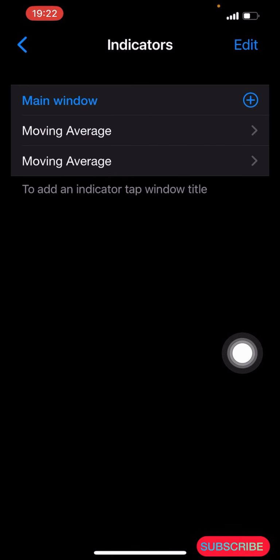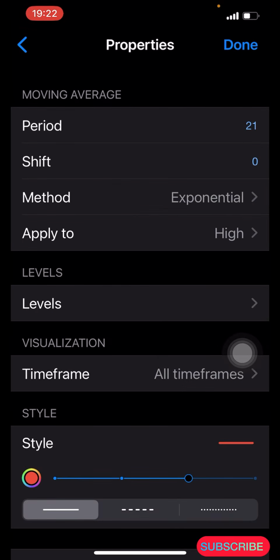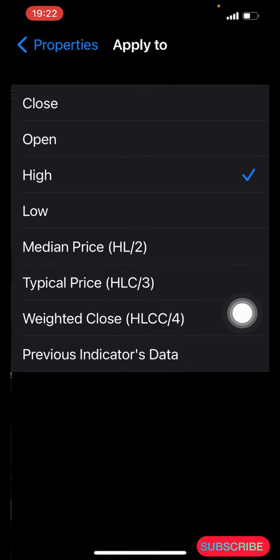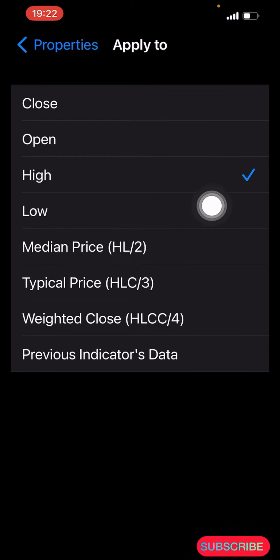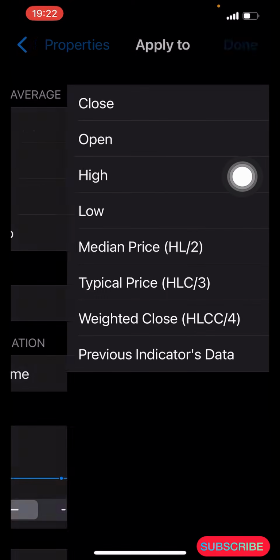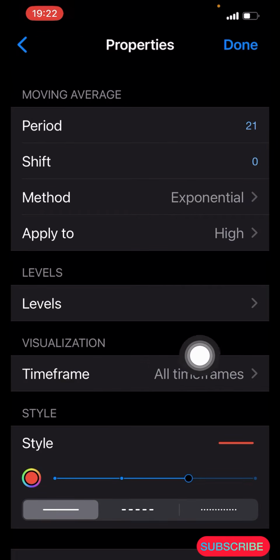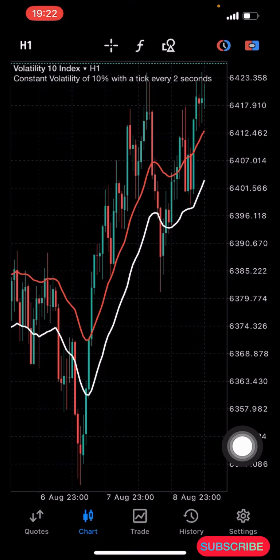The next indicator we have here is still a moving average. Everything is the same as the first one. The only thing we have to change here is the apply to. The first one you choose low, this one now you are going to choose high. After that you go back, then the color, you make the color different from the first one. As you can see here, I choose red color for this one. All right, so after that you click on done.